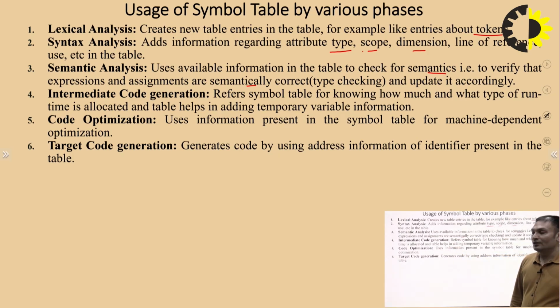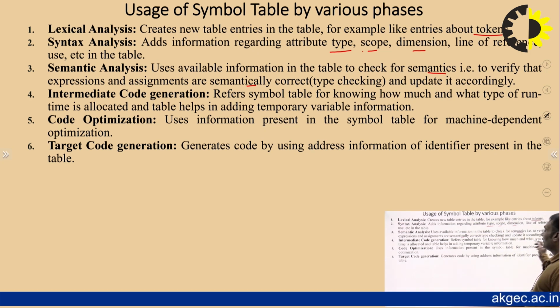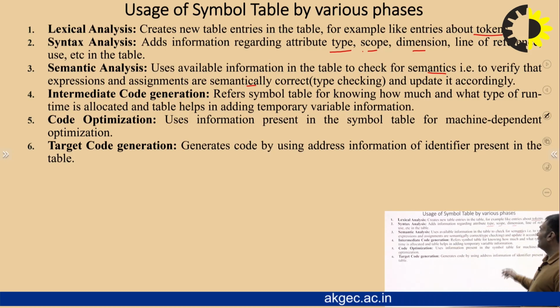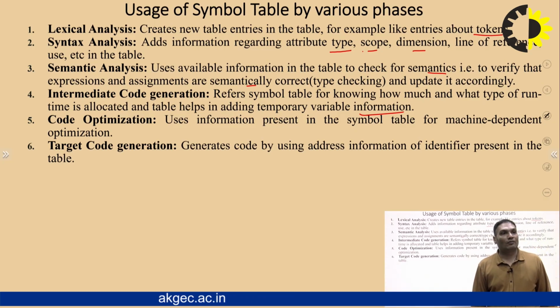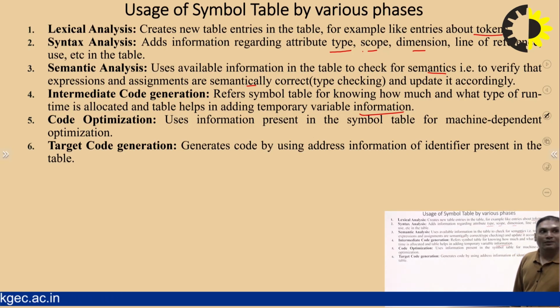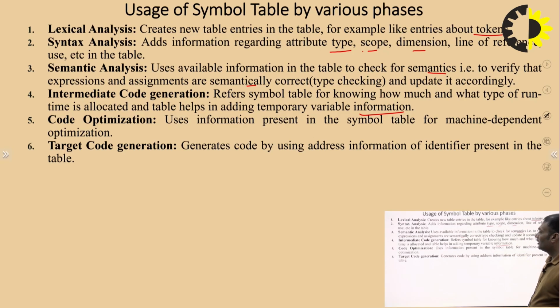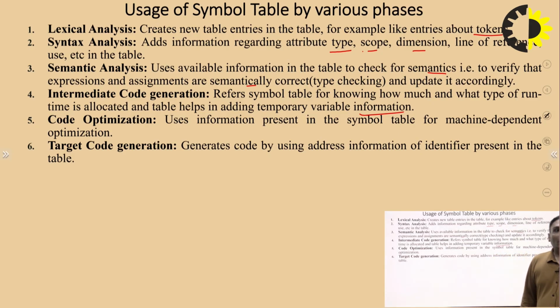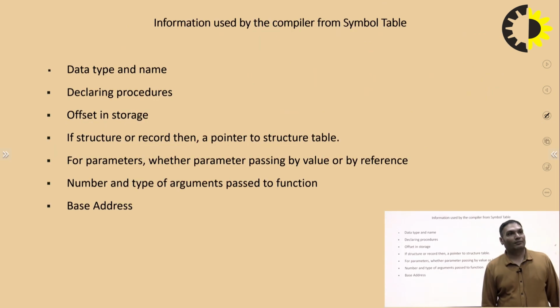The intermediate code generation phase also refers to this information to know what is allocated at runtime, and this table helps to add temporary variable information that is used inside the intermediate code generation phase. Code optimization uses the symbol table for machine dependent optimization, and the target code generation phase uses this information to identify the information of the identifier that is present inside the symbol table.